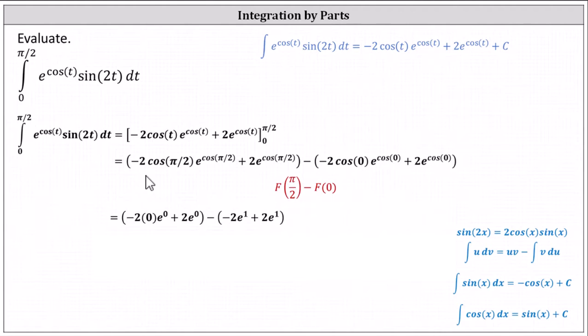Big F of pi divided by 2 simplifies to negative 2 times 0 times e to the power of 0 plus 2 e to the power of 0. And then we have minus big F of 0 simplifies to negative 2 e to the first plus 2 e to the first. Notice for big F of 0, we have the sum of opposites. The difference simplifies to 2 minus 0, which equals 2. The given definite integral is equal to 2.